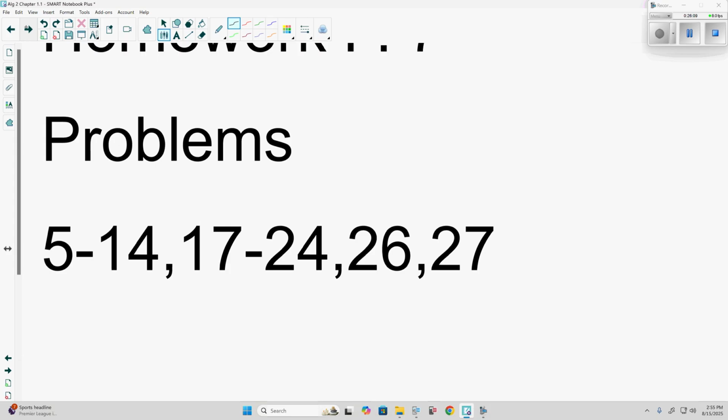And then our next one, 17 through 24, 17 through 20, graph each of the following. So it wants us to give the graph of it for 17 through 20. 21 through 24, 26 and 27, it wants us to write out the given information in set builder notation. Okay. You do have the rest of the class time to work on that.